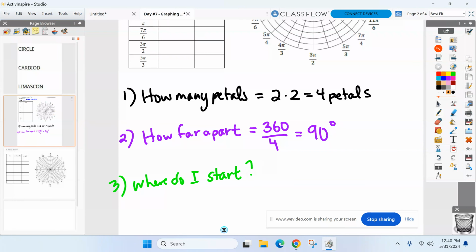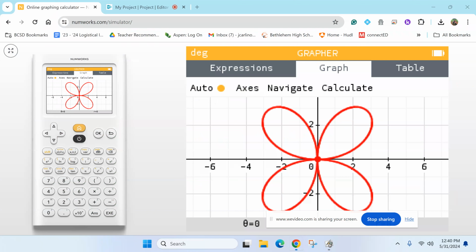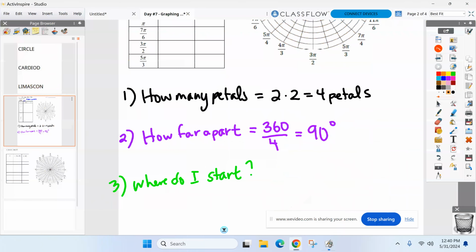Okay, where do I start? If you look at your graph, we're not starting at 0. Look at this first petal. The first petal's right here. How can I tell where this is? It is 45. Now, how do I get there?